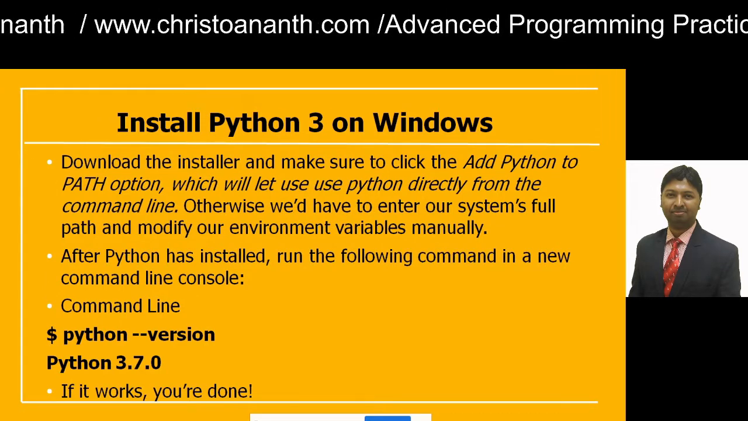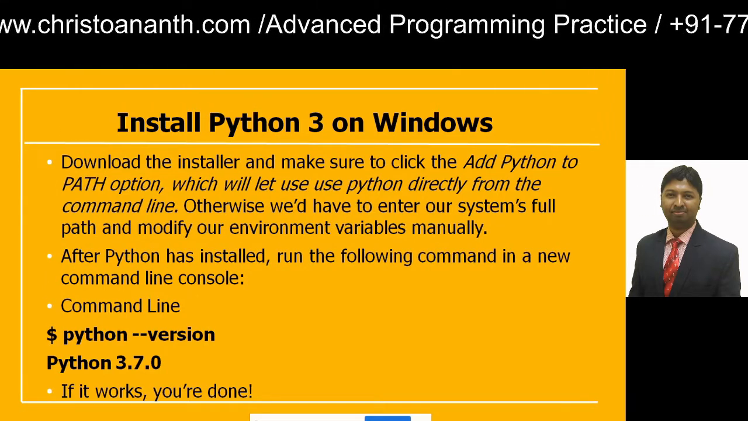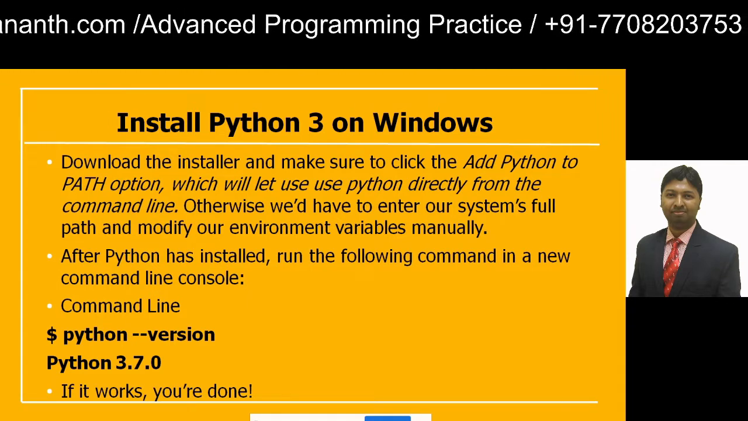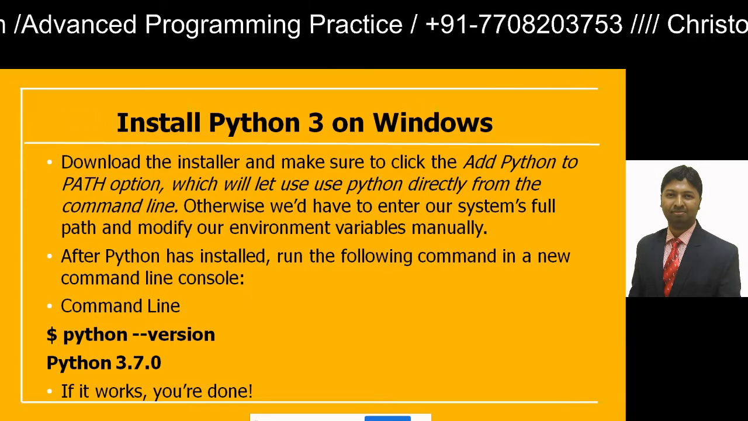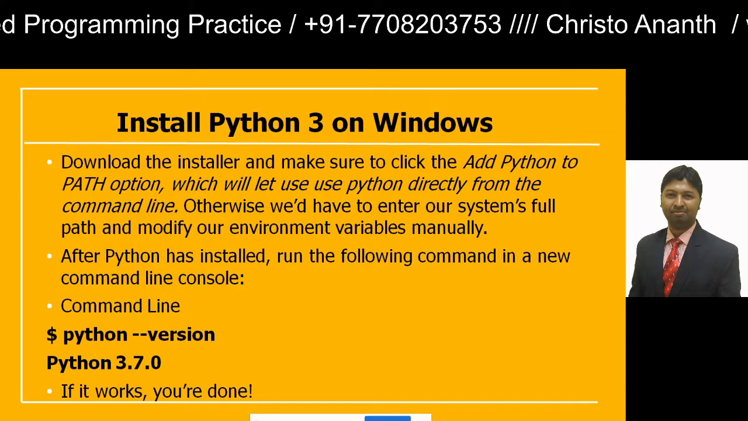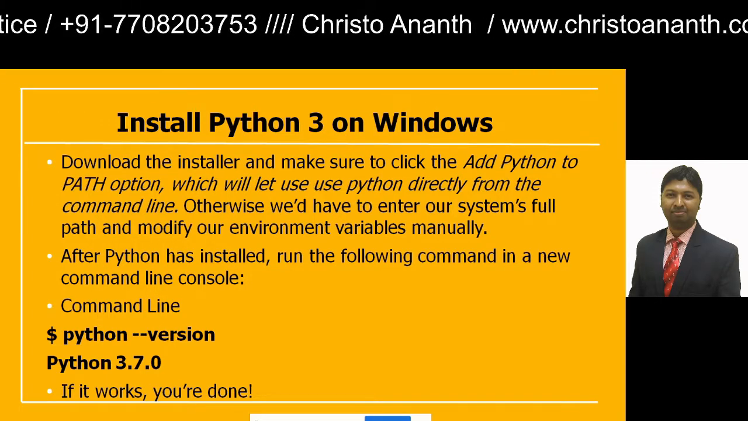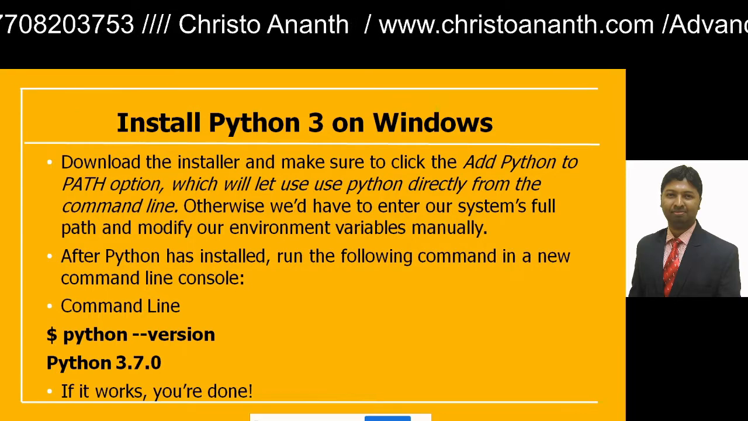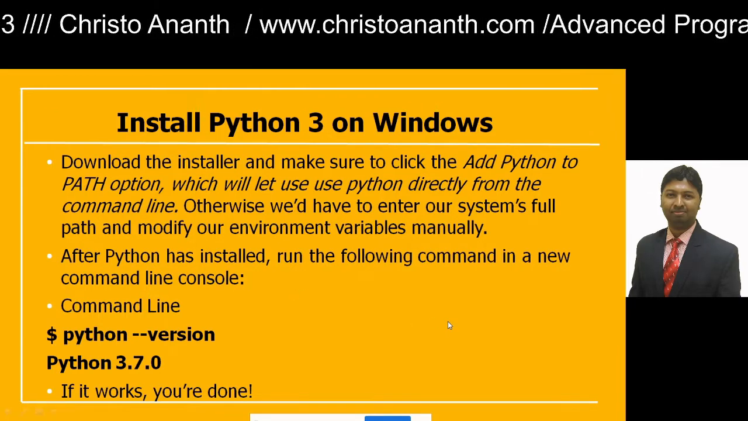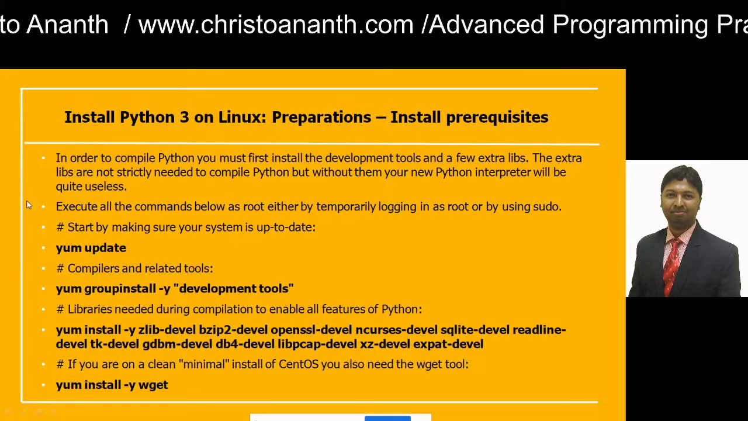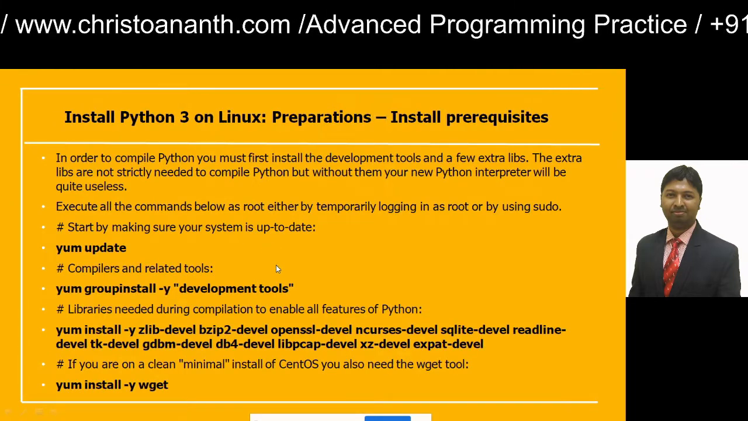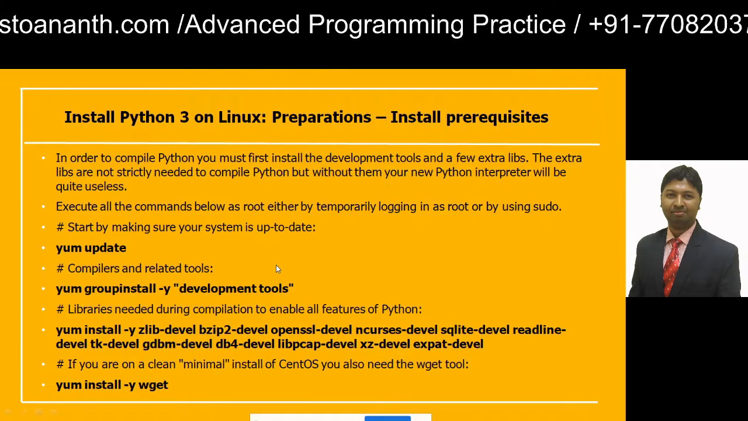So what you do is download the installer and add Python to the path, which lets you use Python directly from the command line. In the command line, you type python and the version, Python 3.7.0, and if it is working, then it's done. Similarly, you can do the same on the Linux platform.